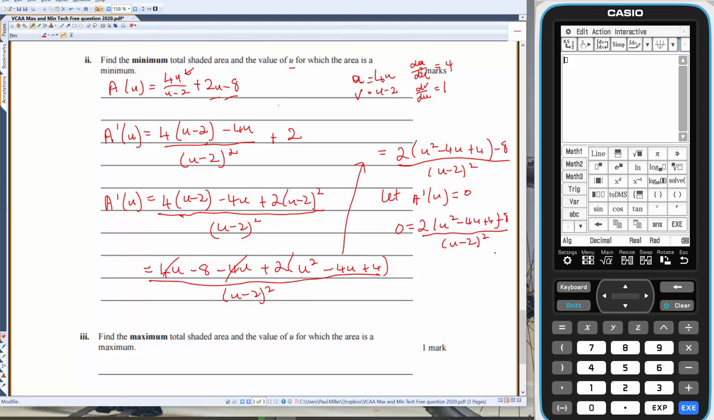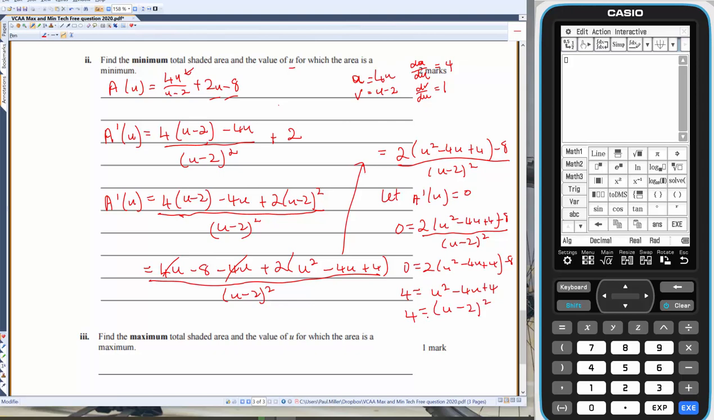I'm going to multiply both sides by (u − 2) all squared, which knocks it out. So I'm left with 0 equals 2u squared take 4u plus 4 take 8. Now I'm going to add 8 and divide by 2, which gives me 4 equals u squared take 4u plus 4. I expanded that before, and I probably shouldn't have, so I'm going to refactorize it: (u − 2) all squared.